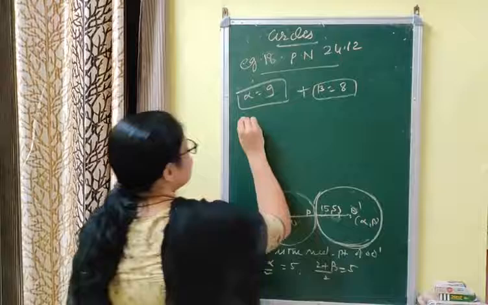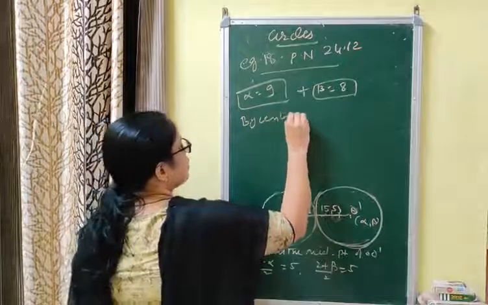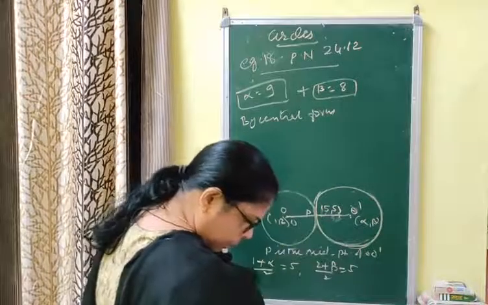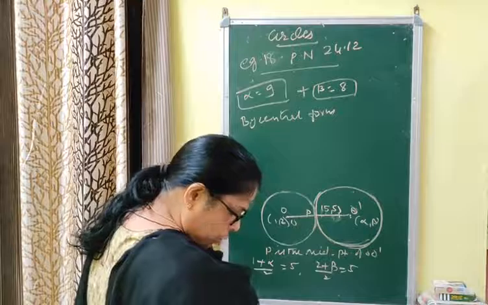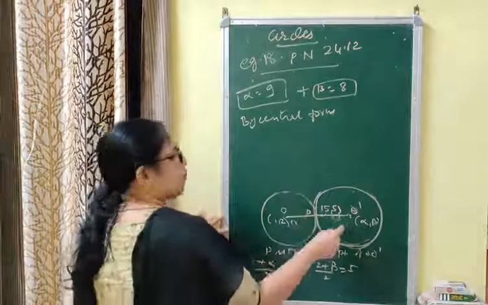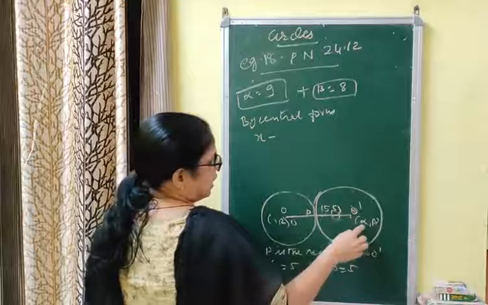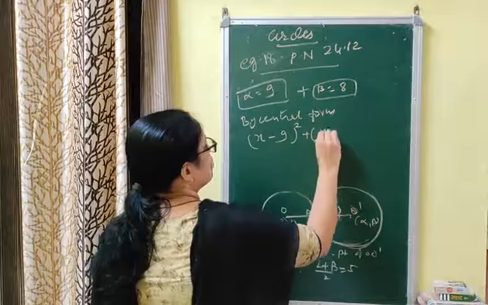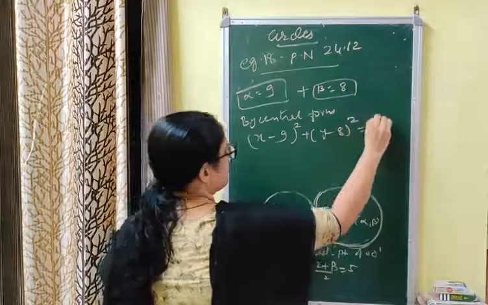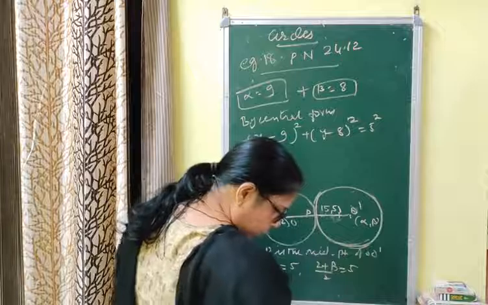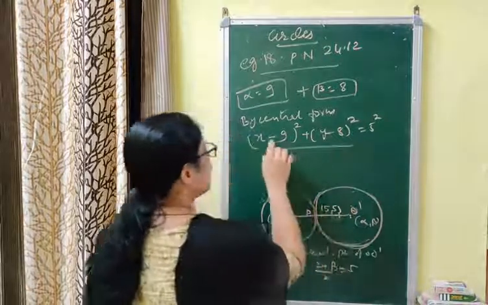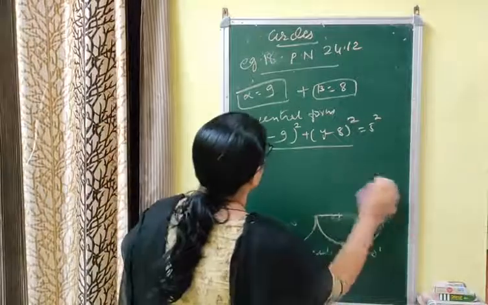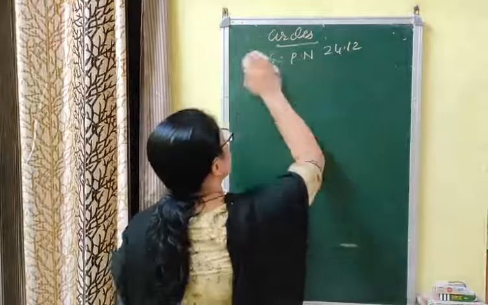Now by the central form of the equation of a circle, and you are given that the radius of the required circle is also 5, that means (x minus h) whole square, where (h, k) is (alpha, beta), that is (9, 8). So (x minus 9) whole square plus (y minus 8) whole square is equal to 5 square. If you want, you can solve it and convert it into standard form, but I am stopping here. This is example 18 of page number 24.12.